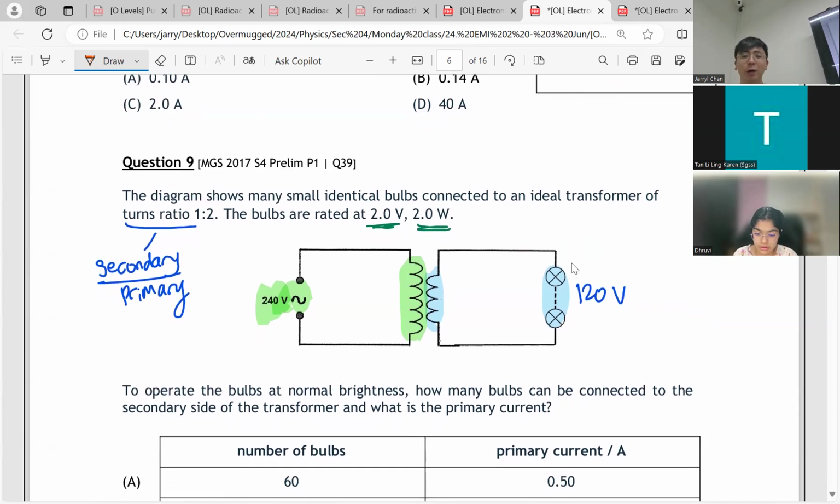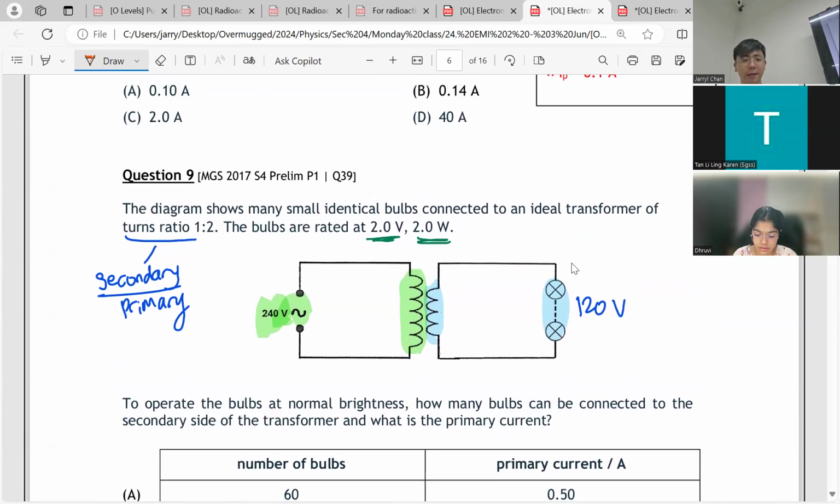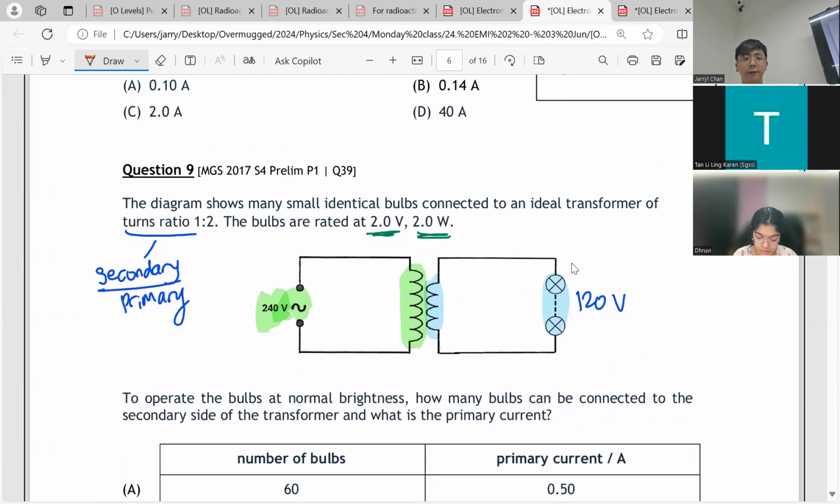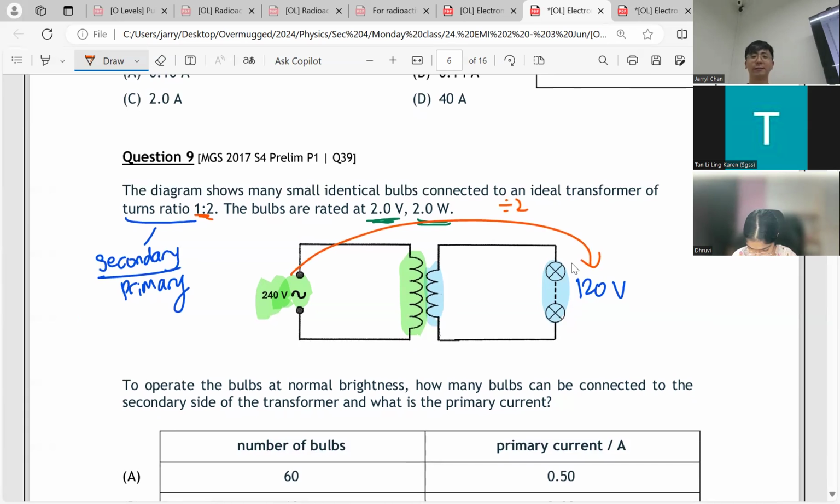Okay, let's look at the primary first. 240 volts, and I saw that the turns ratio is 1:2. Turns ratio 1:2 means what? Secondary over primary. Secondary over primary means that I have a step down transformer. Step down transformer means I can divide by 2. That's why I divide by 2, I get 120 volts.